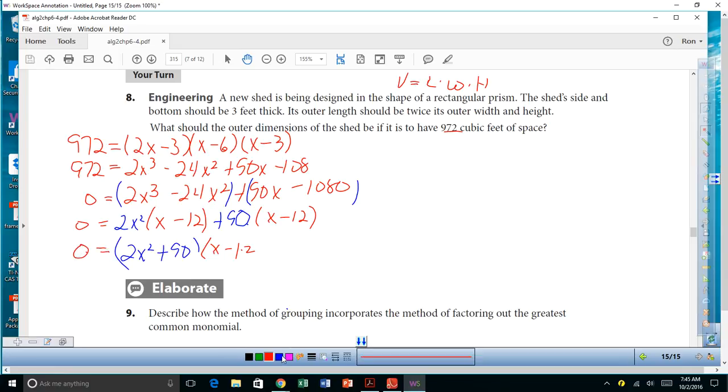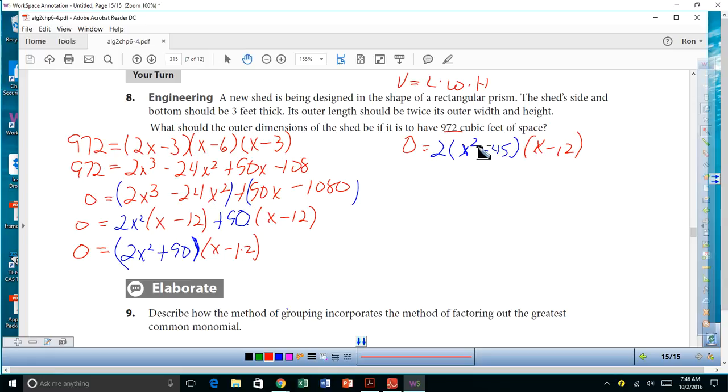Can 2x squared plus 90 be factored anymore? Well, we can pull a 2 out of there. We've got 2, and then that's x squared plus 45, and then we have x minus 12.